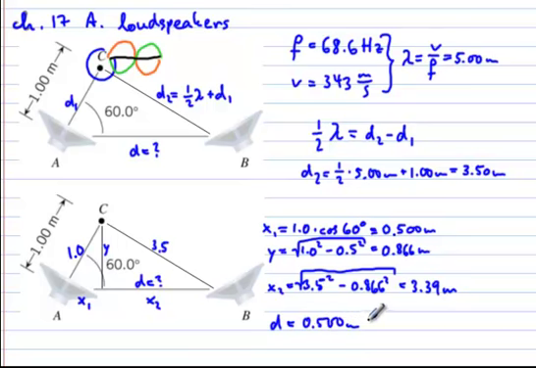So the overall distance d equals 0.500 meters plus 3.39 meters, which is of course 3.89 meters, roughly 12 feet. They have to be apart from each other so that we have destructive interference.